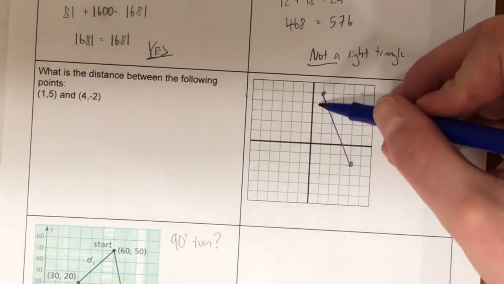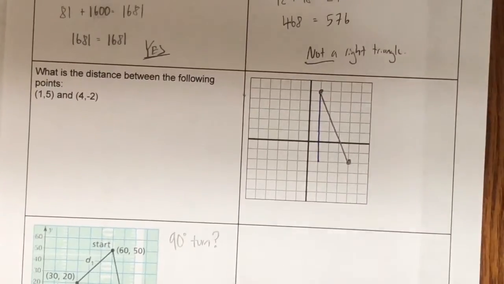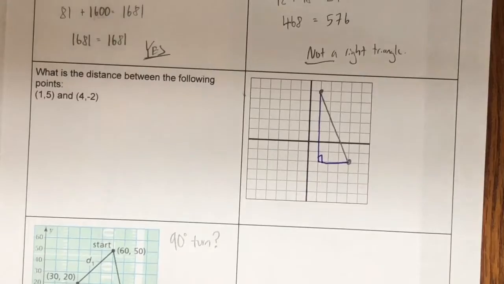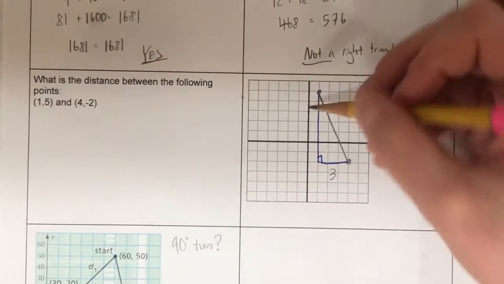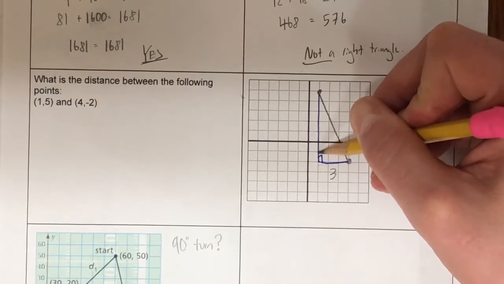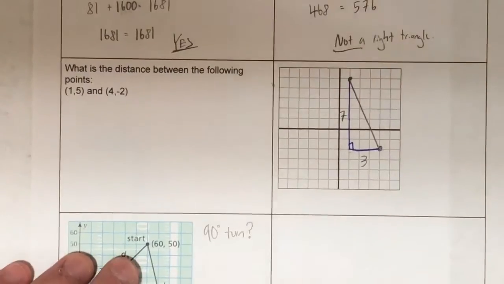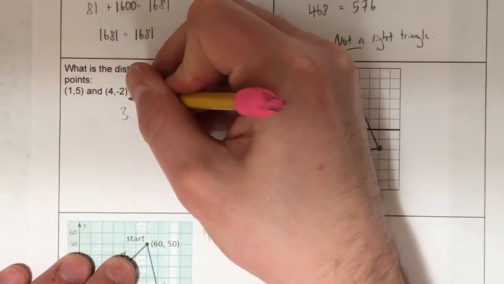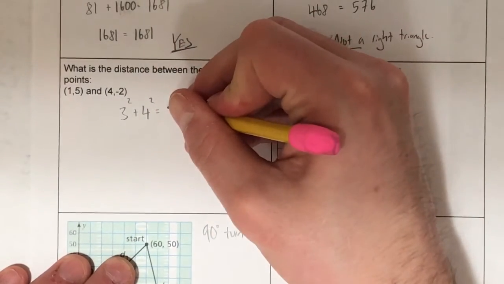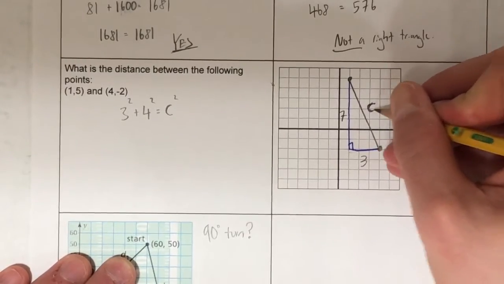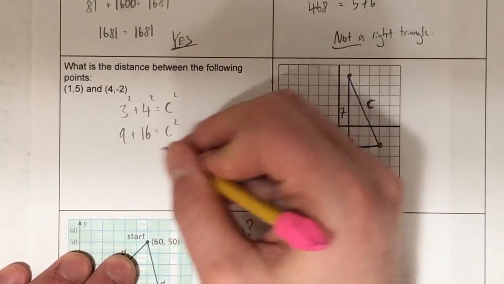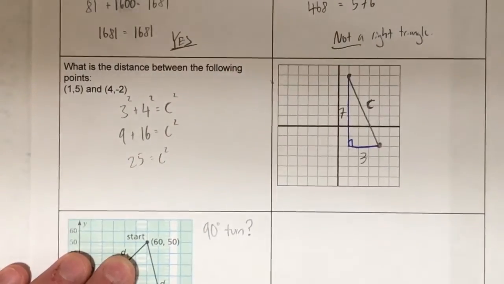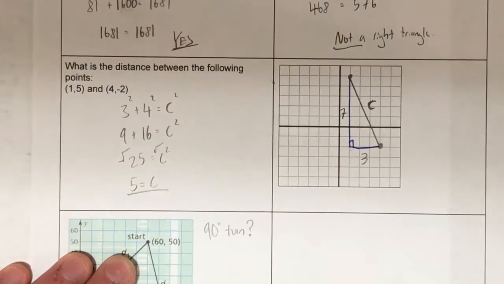And I'm just going to turn this into a right triangle. I'm going to make a leg there, and a leg here. And because that's a right triangle, I can use Pythagorean theorem. This leg would be 1, 2, 3 units. This leg would be 1, 2, 3, 4, 5, 6, 7 units. And now I can set up Pythagorean theorem. 3 squared plus 7 squared equals c squared. We'll call this length here c that I'm trying to find. 3 squared is 9, 7 squared is 49, 9 plus 49 is 58. Take the square root of both sides, and the distance is the square root of 58 units.